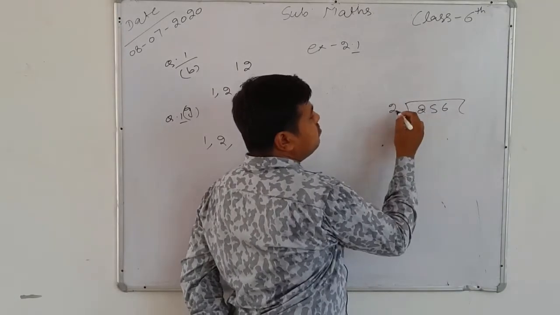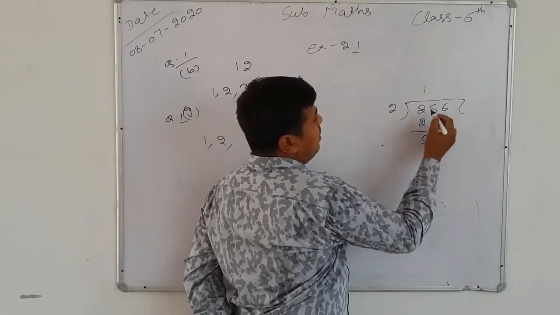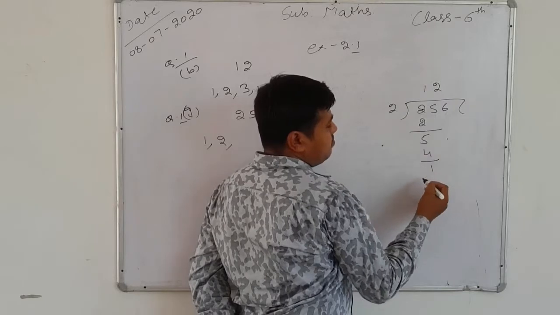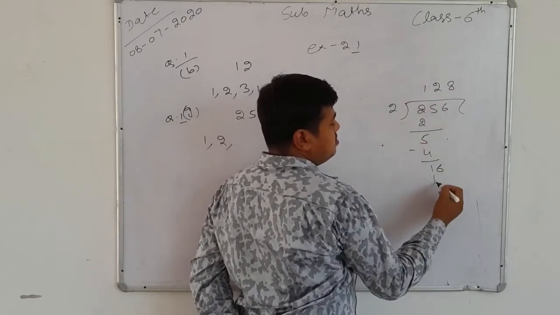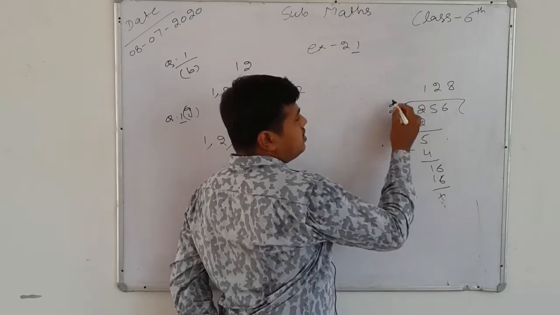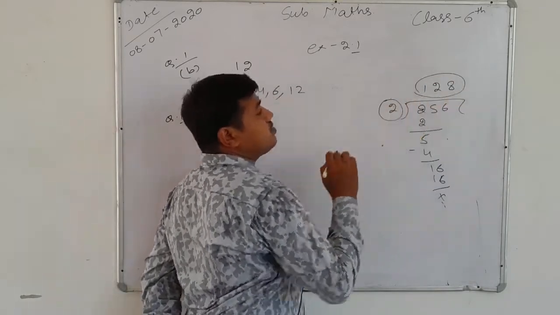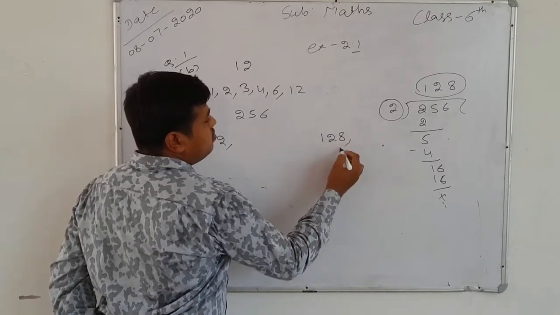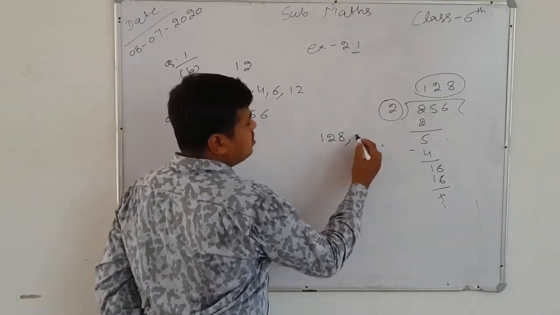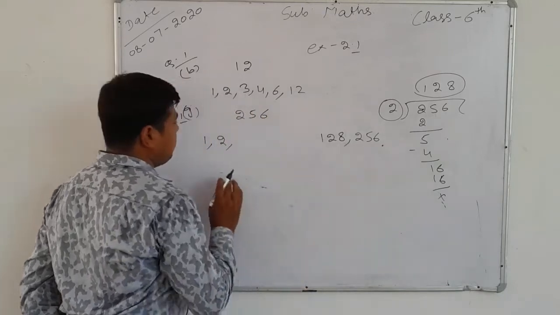If we divide 256 by 2, 2 ones are 2, 5 minus 2, 2 twos are 4, 5 minus 4 is 1, 6, 2 eights are 16. There is no remainder. It means 2 and 128 are both factors. 2 and 128 also. We know that 256 is also a factor.